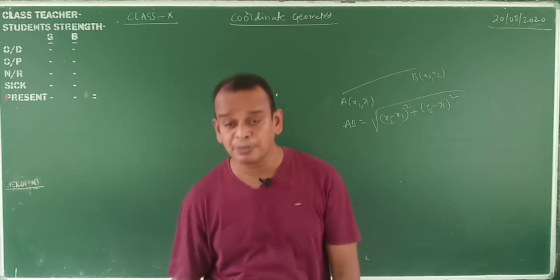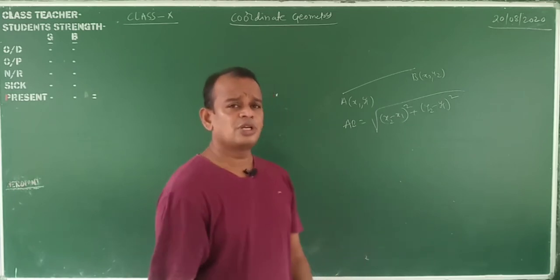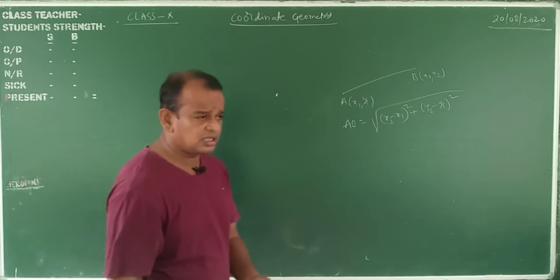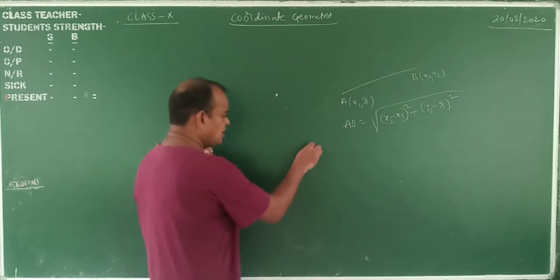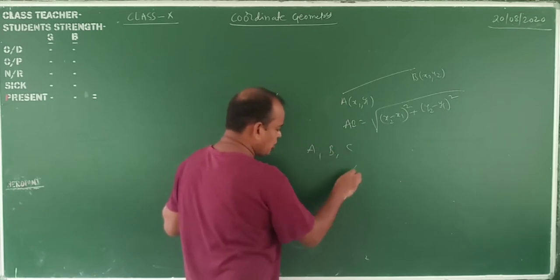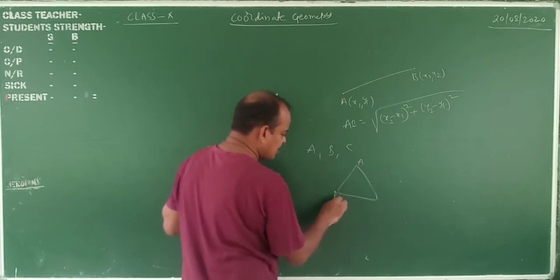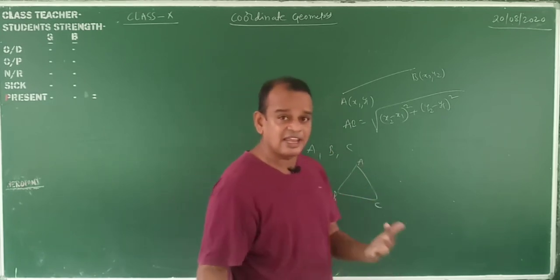Now we are going to some problems. Suppose the given points, show that the given points form a triangle or not. How many points are given? 3 points are given, A, B, C. Do these 3 points form a triangle? First, not equilateral triangle. First, form a triangle or not.